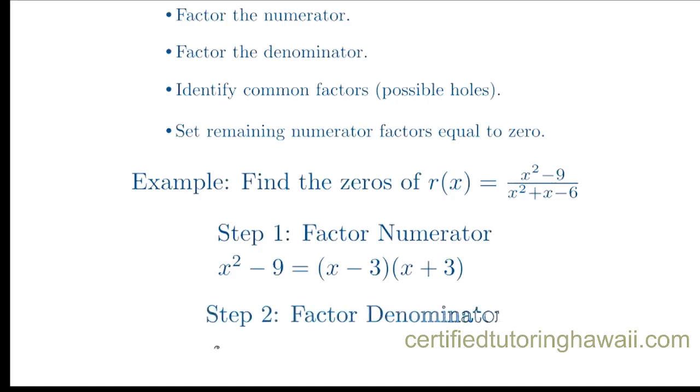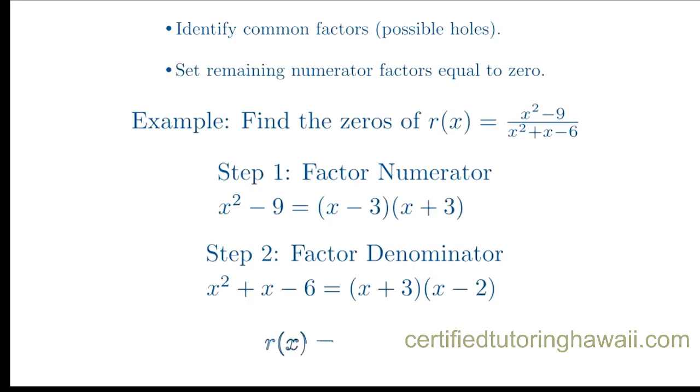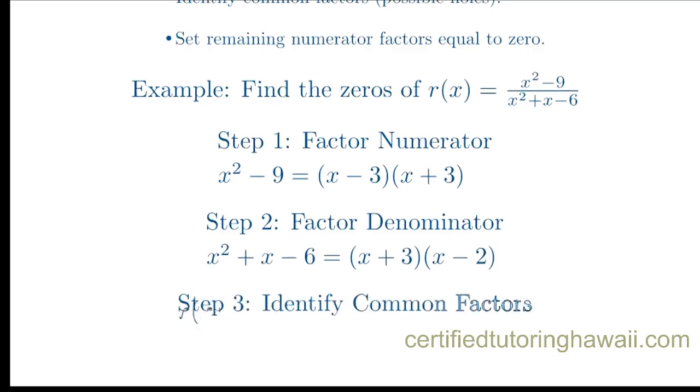The denominator, x squared plus x minus 6, is a quadratic trinomial. Now, let's rewrite the function using its factored form. So r of x is x minus 3 times x plus 3 divided by x plus 3 times x minus 2. Step 3 is to identify common factors.